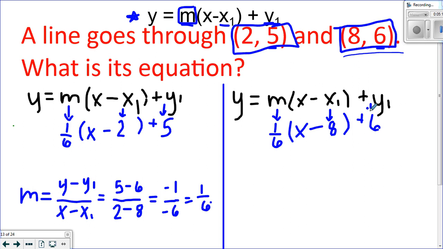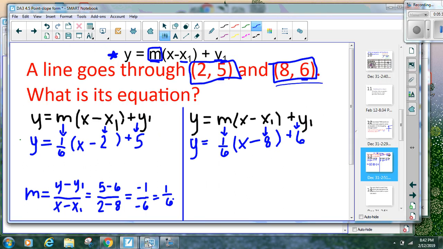Right, so like we said, these should be an equation for the same line. Maybe that doesn't make sense. How can I have two different equations for one line? Well, you could double check in your graphing calculator by putting these equations in, right? So we're going to do just that.